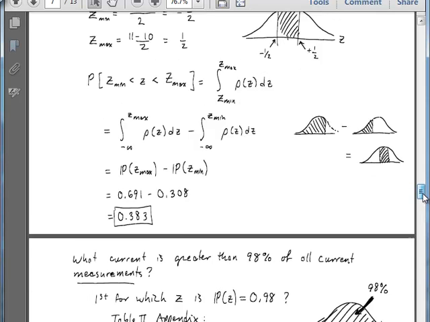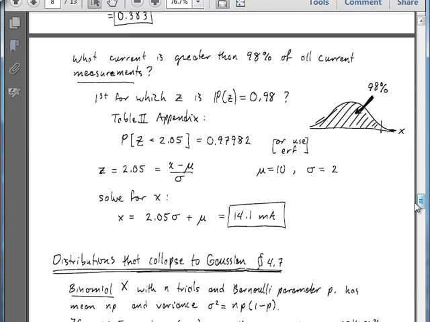Okay, so let's do yet one more example of using the Gaussian distribution. Here we're going to ask, what current is greater than 98% of all current measurements? Okay, so this question is a little bit different. Now we're given the area under the curve, and we want to find the point along the axis that corresponds to that limit. So we want to ask, for what z is the cumulative probability up to z equal to 0.98? Okay, so we can go to table 2 in the appendix again and scan down through values of z and look for one that comes up to just being 0.98.